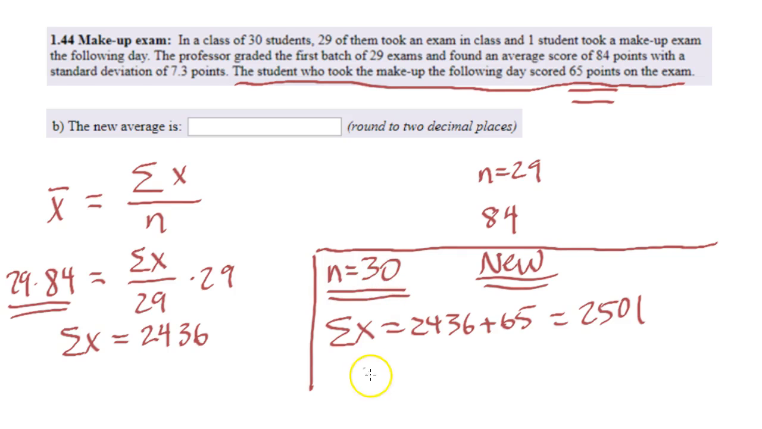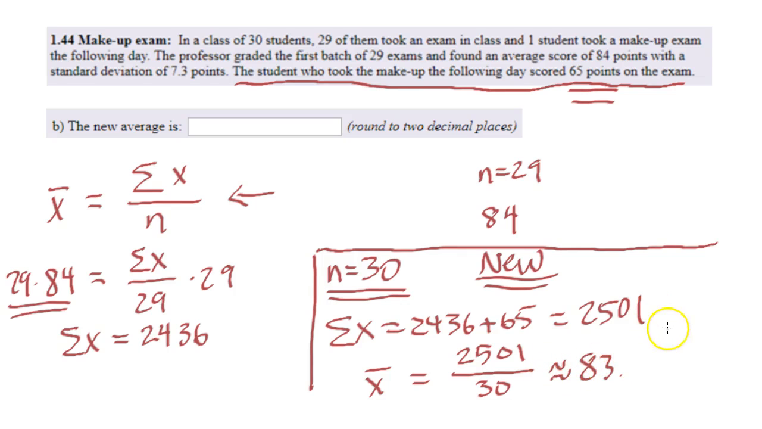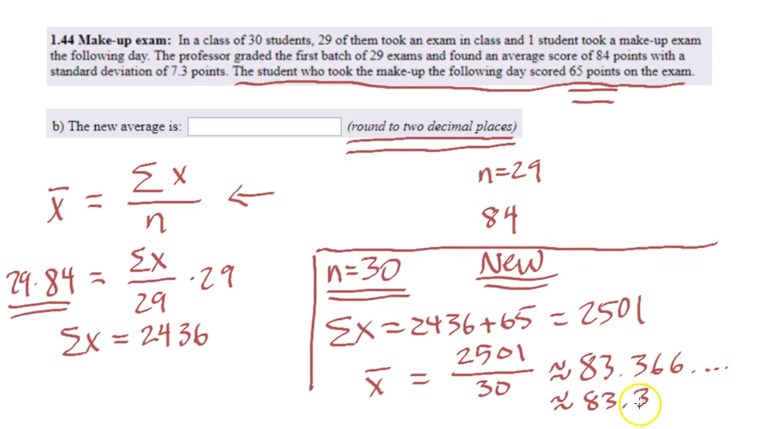So we can figure out our new x bar using this equation up here. X bar is equal to the sum of all the data values, which is now 2,501, and we're going to divide that by our new sample size, which is 30. There's 30 data values. So 2,501 divided by 30 is approximately equal to 83.366, and so forth. Notice that the problem asks you to round to two decimal places. So this would be approximately equal to 83.37. So make sure you pay attention to the rounding. That's important.